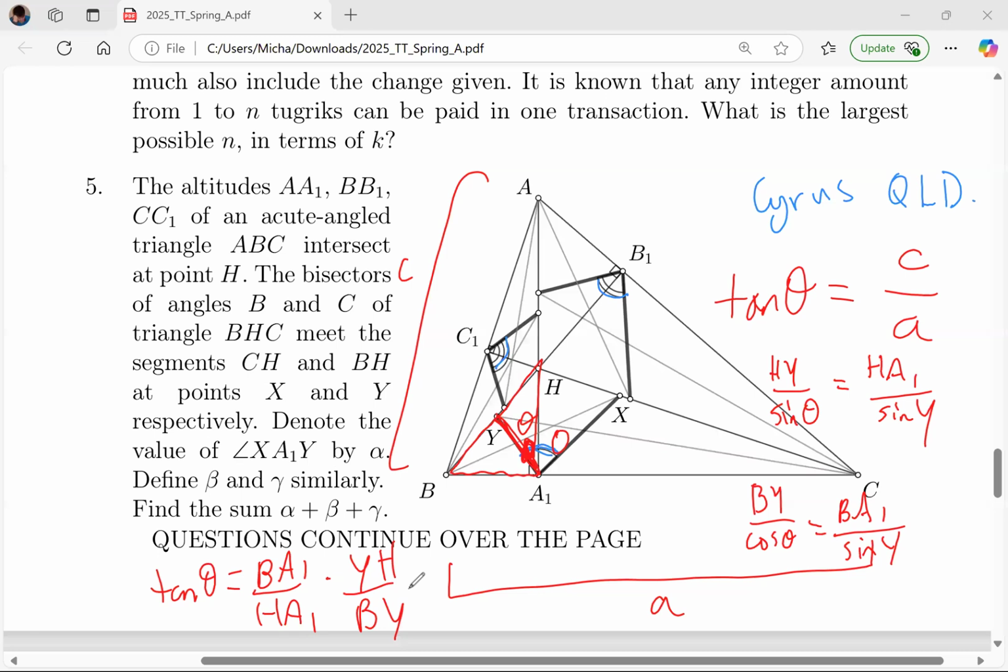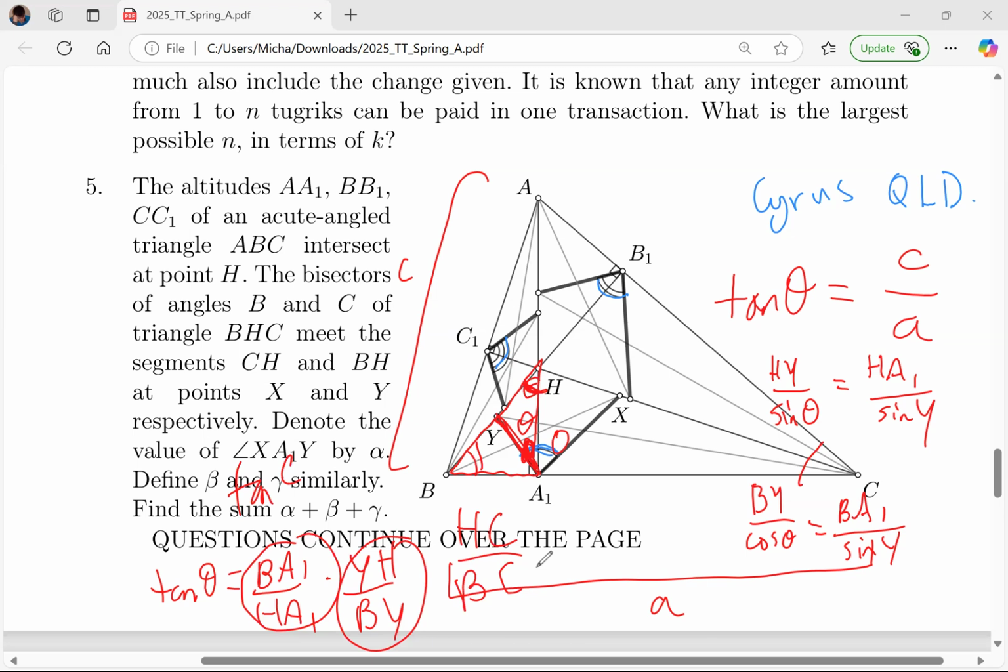Okay, and then what you can do is you can notice that BA1 on HA1 is just tan of this angle, which is 90 minus this angle, which is 90 minus this angle. So this angle is just C. So this is tan C, right? And YH on BH by the angle bisector theorem is just HC. So this is HC on BC. Okay.